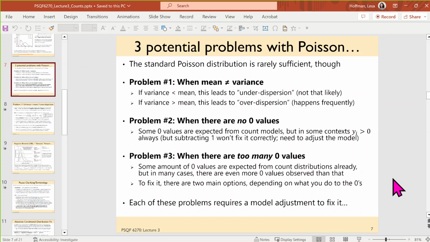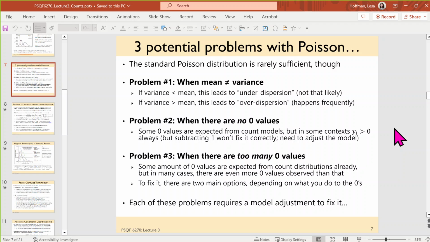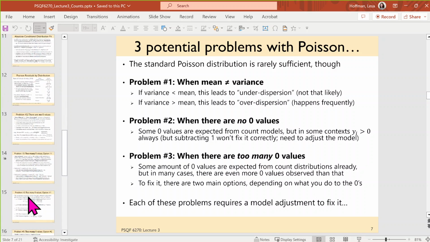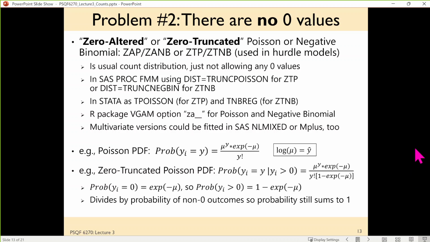So for counts, we have 3 potential problems with respect to zeros. 2 problems with zeros, 1 problem with variance. On slide 7 here, we've tackled this one so far. So when the mean is not the same as the variance, what do we do to model over dispersion? We can fit a negative binomial. There's other choices for under dispersion. For instance, something called generalized Poisson can be used in those cases. So I want to focus on problems 2 and problem 3 here because they work together with respect to what happens to your zeros. So picking up on slide 13 to talk about this.